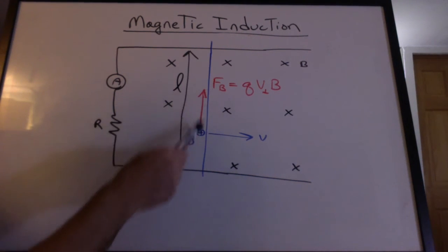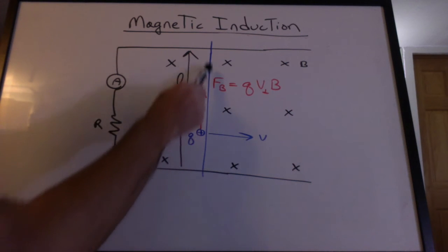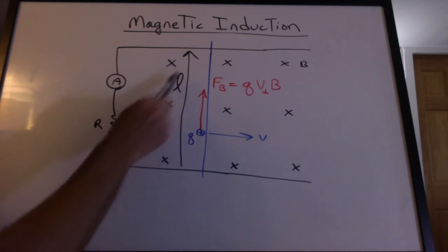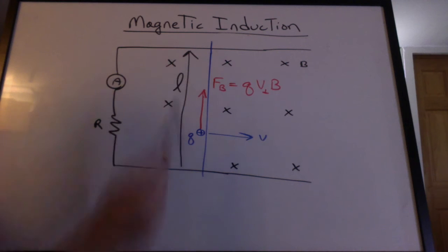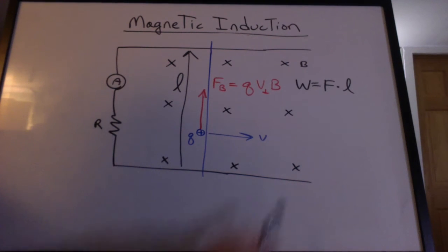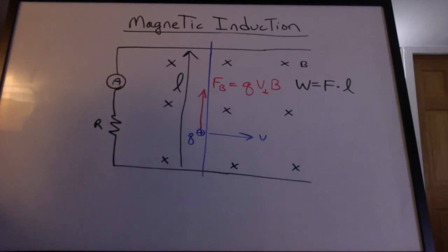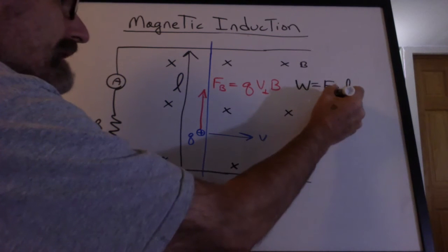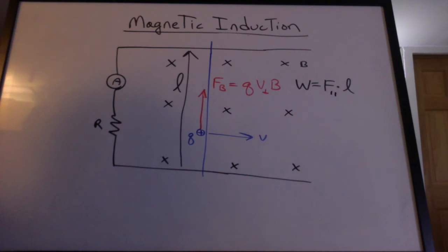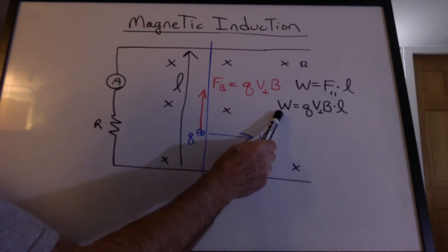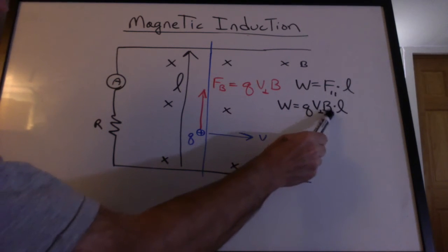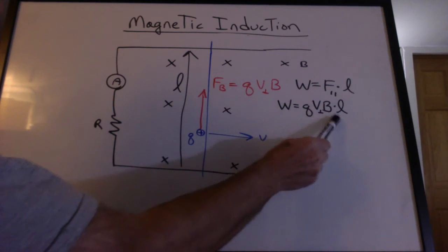If this force acts on that charge through a distance, and that distance is L, and this force is parallel to that distance, can you think what's going to happen? We're going to have some work done on this charge. Force times distance is work, and the force is parallel to that distance. Putting these two formulas together, we can say that the work is equal to QVB, that's the force, times the distance.